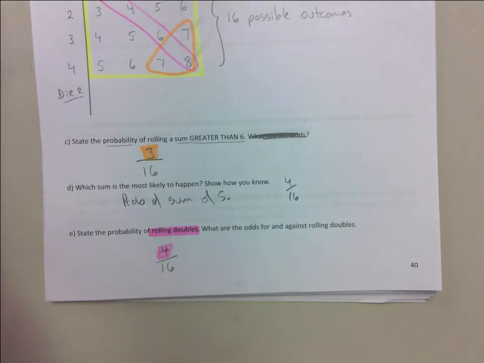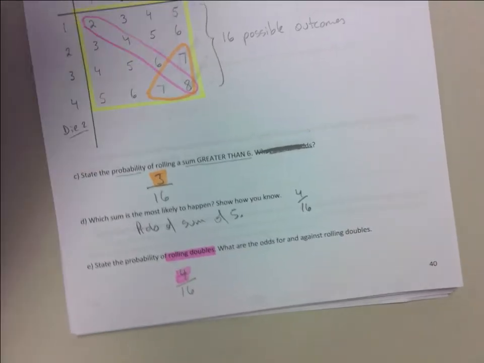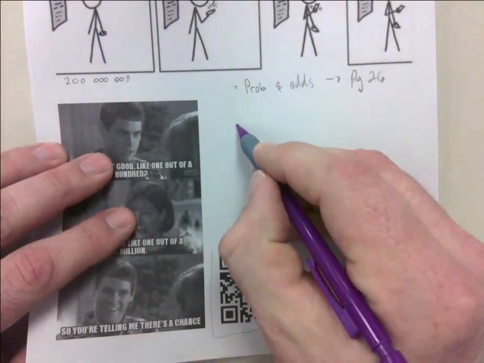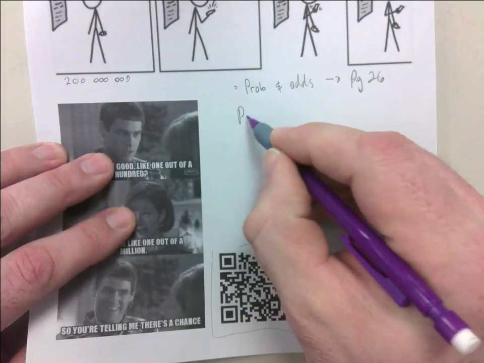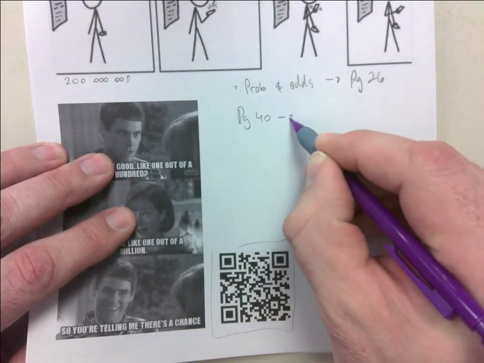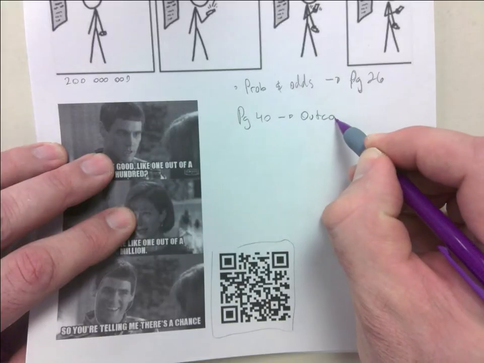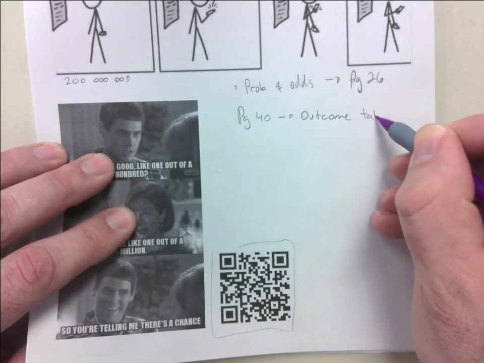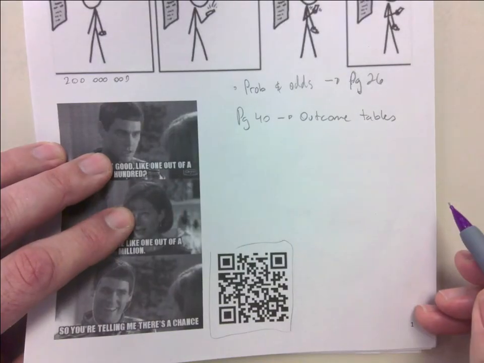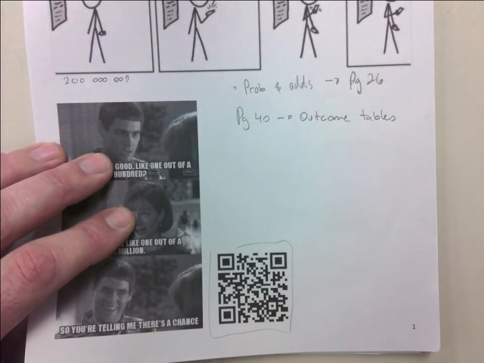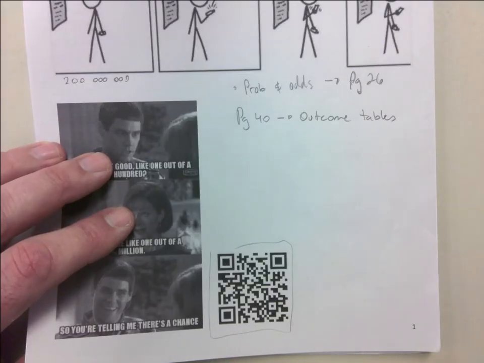All right. Can I just ask you before you close? Well, you actually can close. And then we'll just say page 40, outcome tables. Do you remember what multiples of 4 would be? What's a multiple of 4? 4, 8, 12, 16.